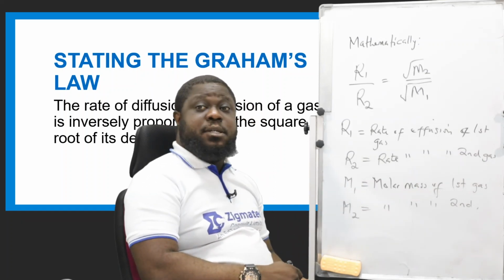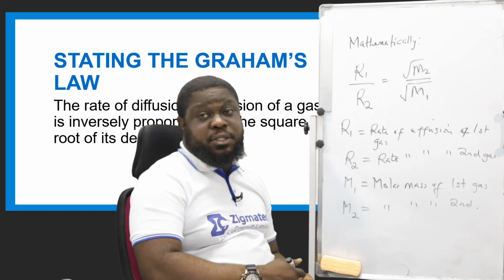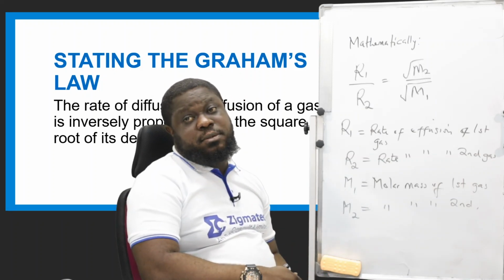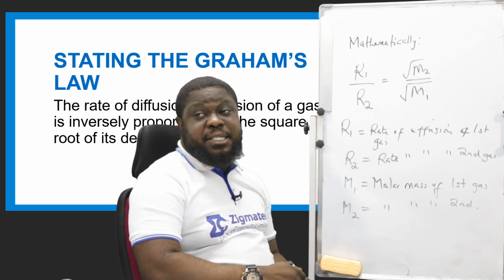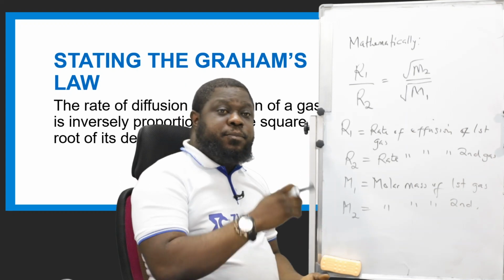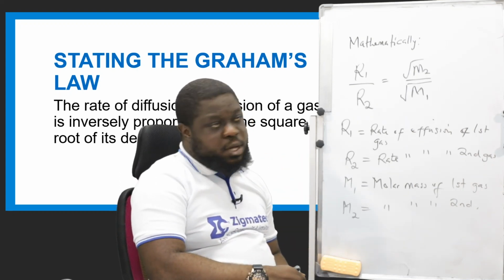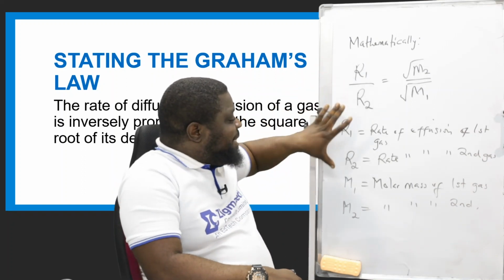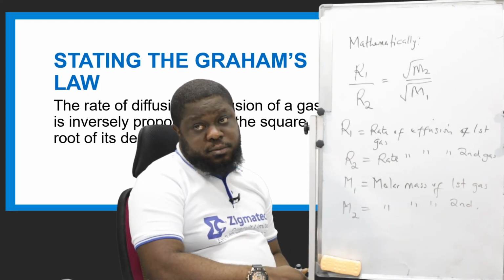Then the molar mass of the first gas, let's say hydrogen. What is the molar mass of hydrogen? What is the molar mass of nitrogen? I talked about molar masses when we talked about the chemical combination, formula and equation. Okay, so this is the mathematical formula of Graham's law of diffusion.